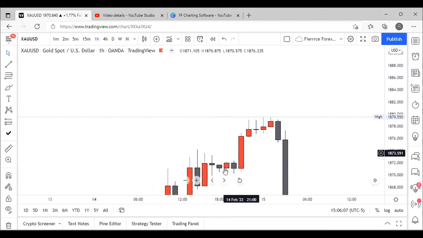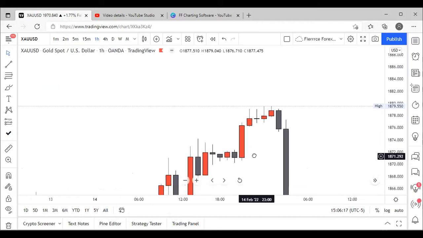We see another interesting setup here, which is a bullish engulfing setup. So we find this bullish candle engulfs the body of the previous bearish candle. Okay, so this is a bullish setup. So when you see this setup, you know price is pushing up. When you see this setup, you know price is pushing down.